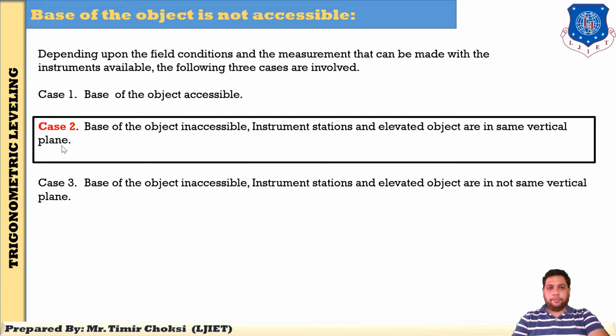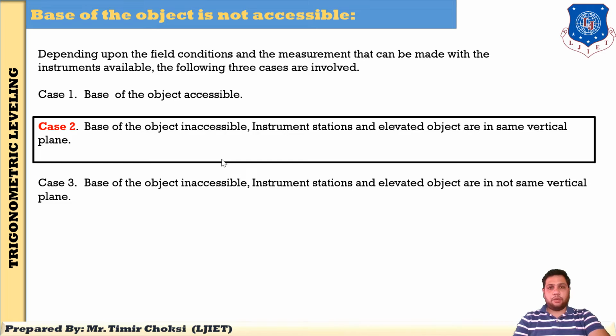You know that depending upon the field condition and the measurement that can be made with the instrument available, the following three cases are involved. Depending upon the field condition as well as the measurement, which type of measurement to take and which type of instrument to use for finding the height of the building as well as the reduced level of the object, there are three cases involved.